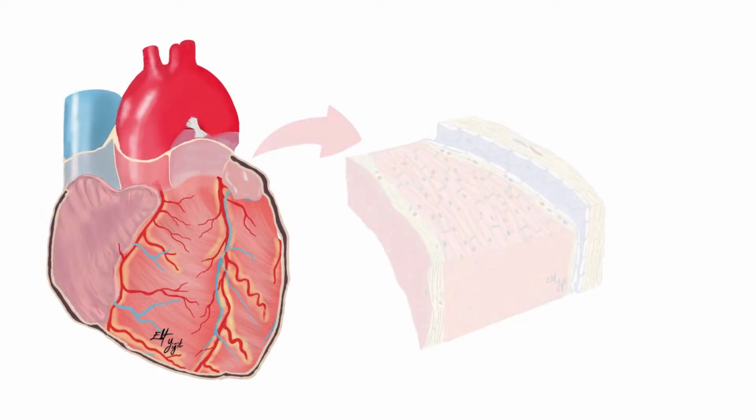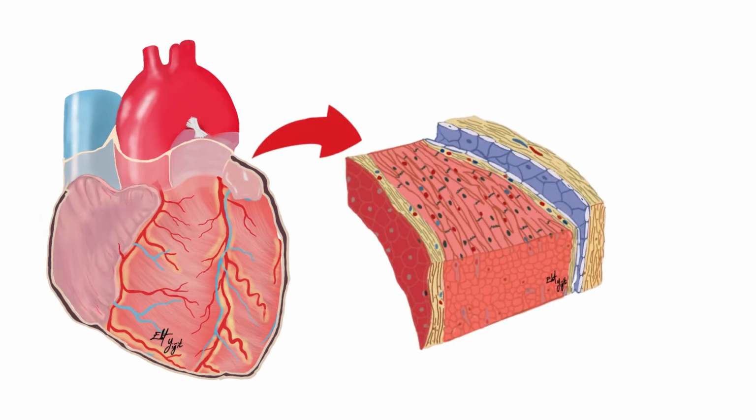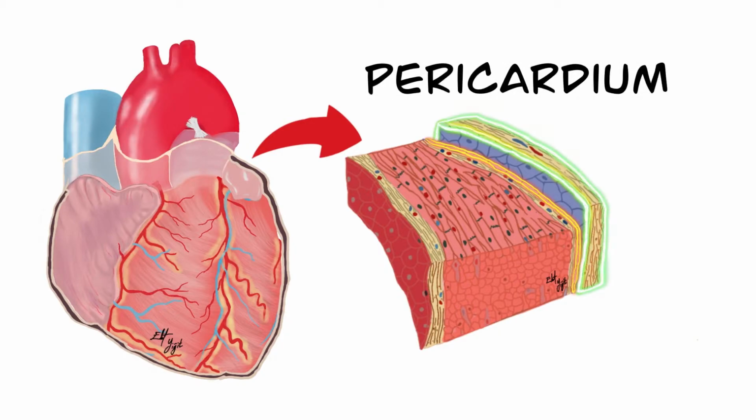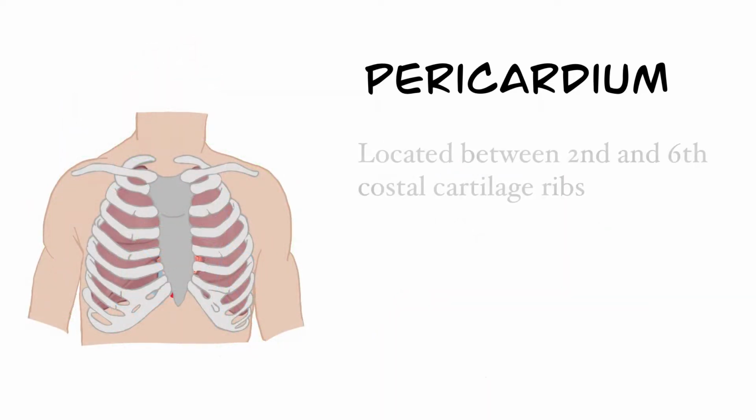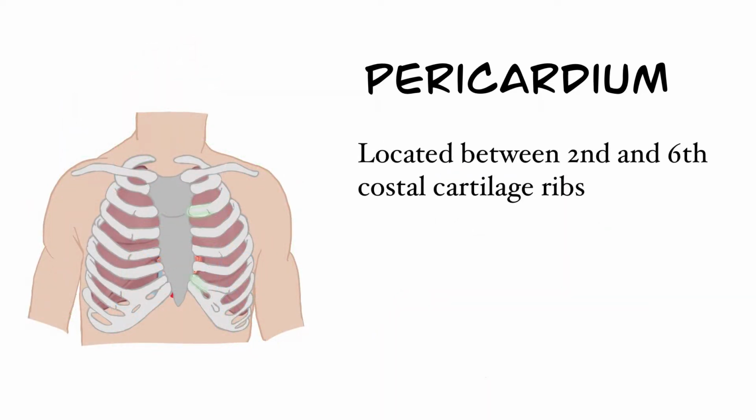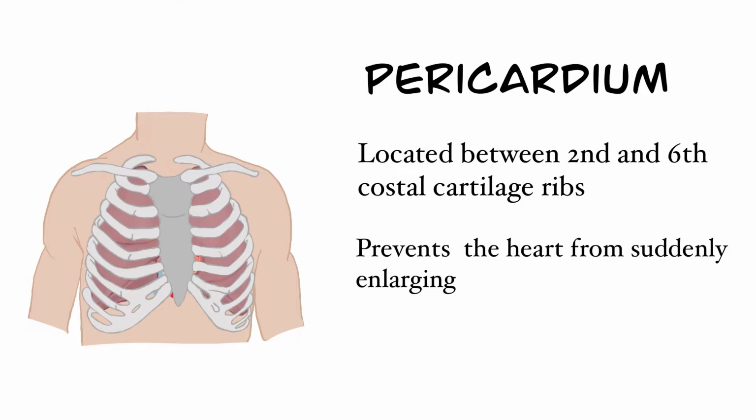The heart has 3 layers. Besides that, the heart is also surrounded externally by a 2-layered bag-shaped sac called the pericardium. It covers the heart and the roots of the great vessels. The pericardium is located between the 2nd to 6th costal cartilages. It prevents the heart from suddenly enlarging.